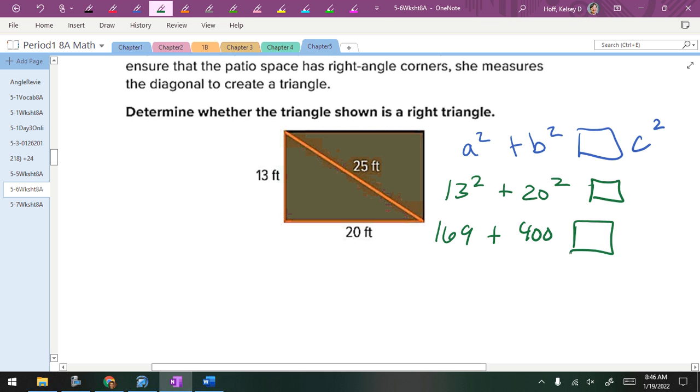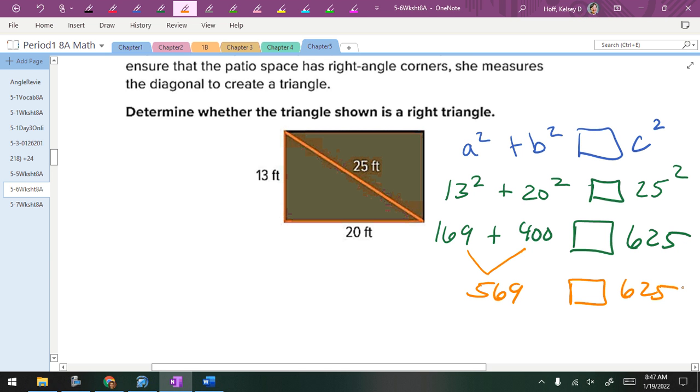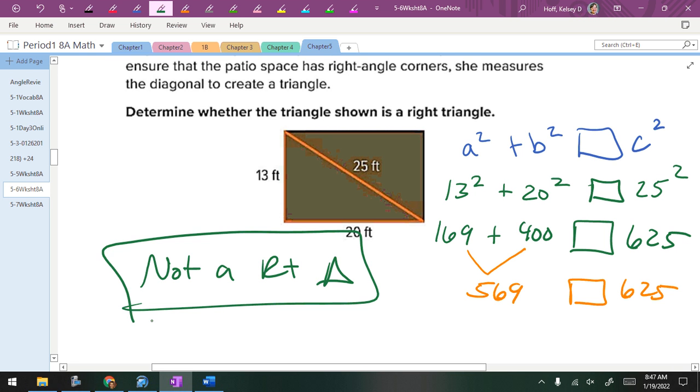Liana, what'd you put for C? And then when you squared it, you got? Very good. Sarah, what's my next step? Okay. Courtney, what does that tell me about this triangle? Very good. So we write not a right triangle. These two numbers are not equal, so it cannot be a right triangle. Okay? One more. Try that bottom one.